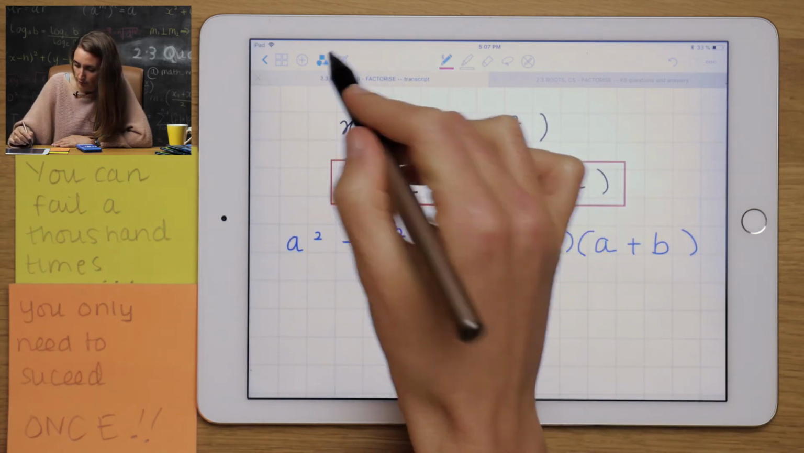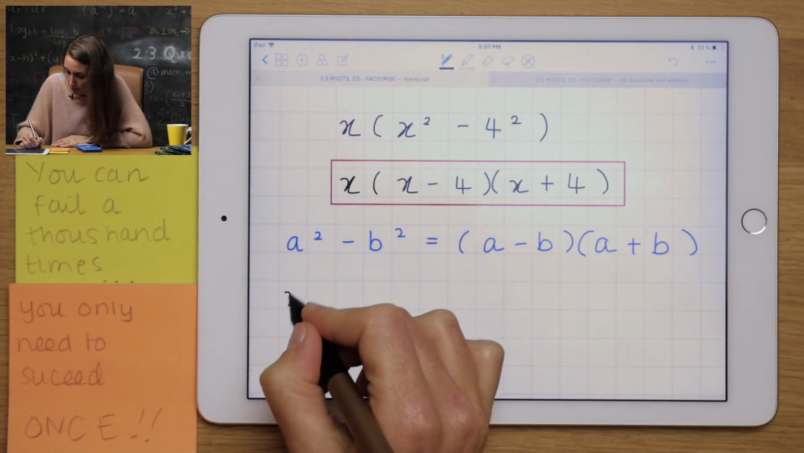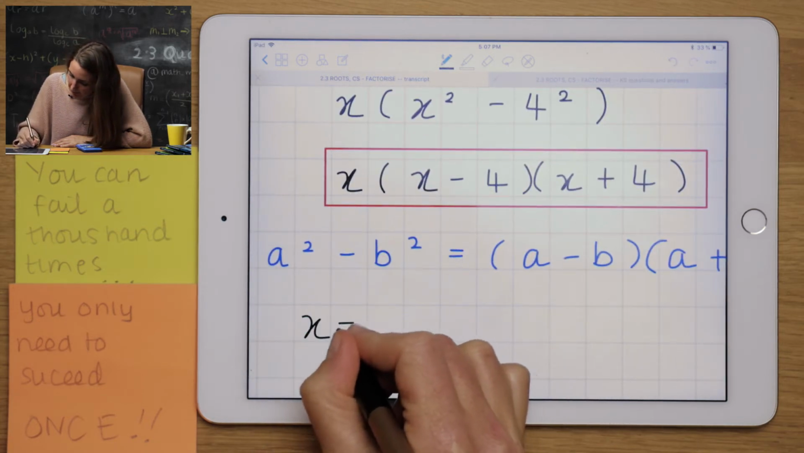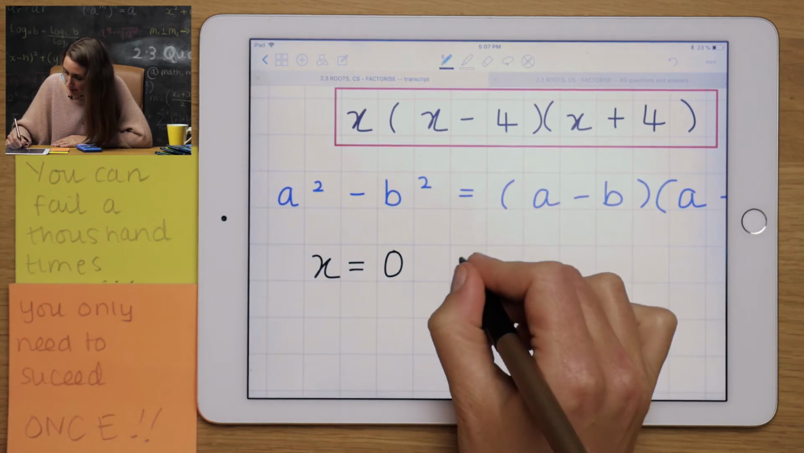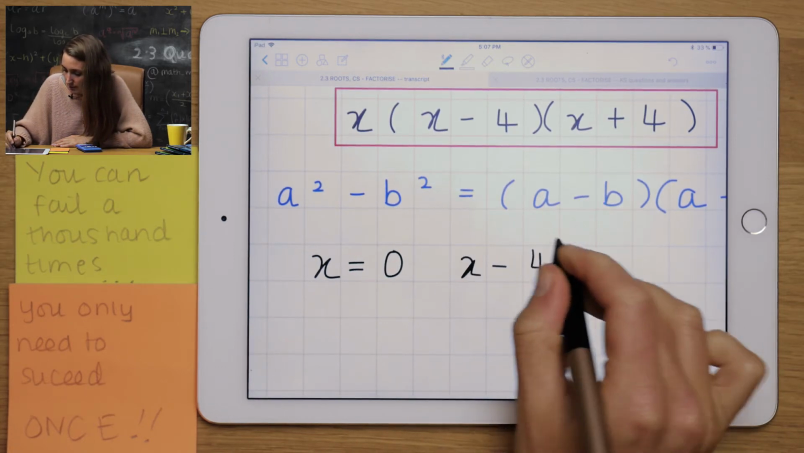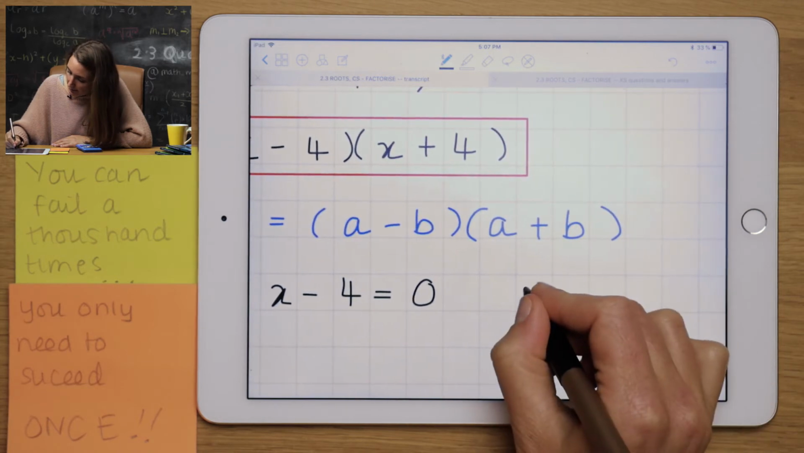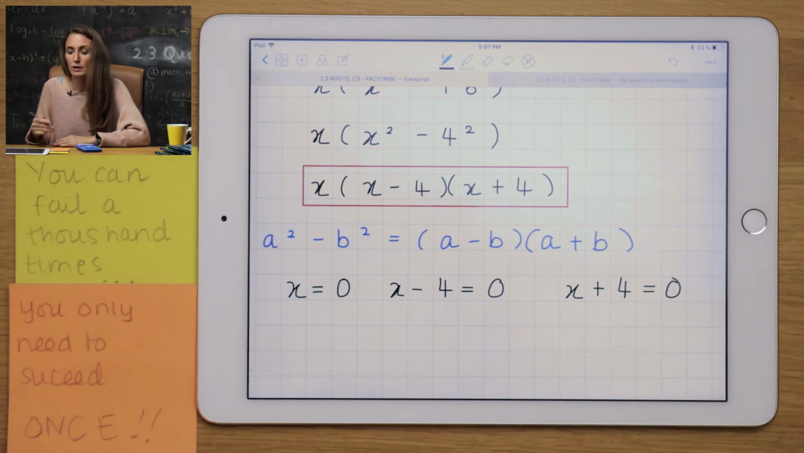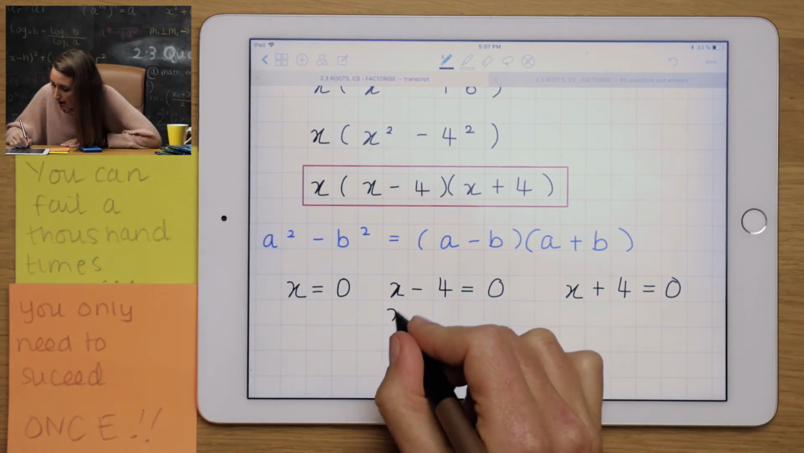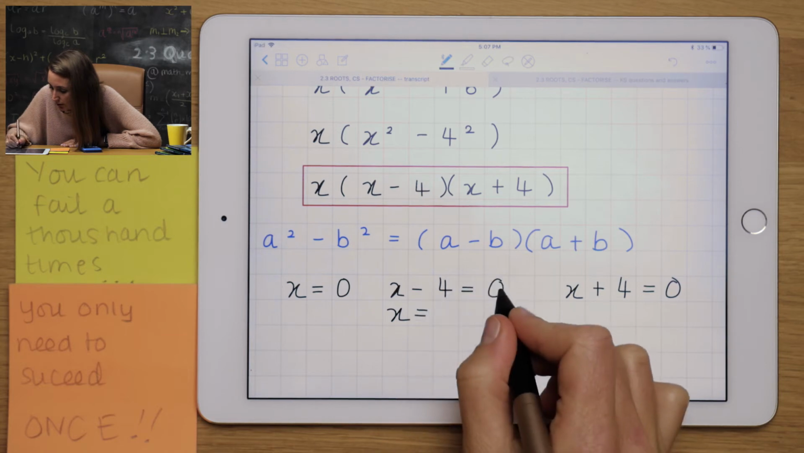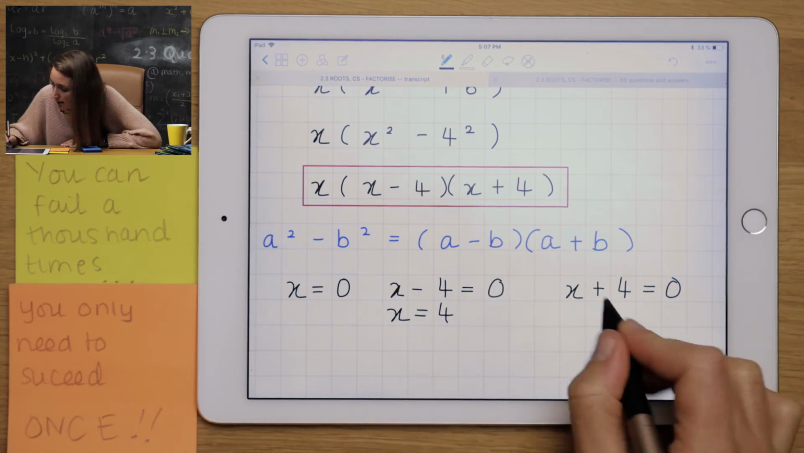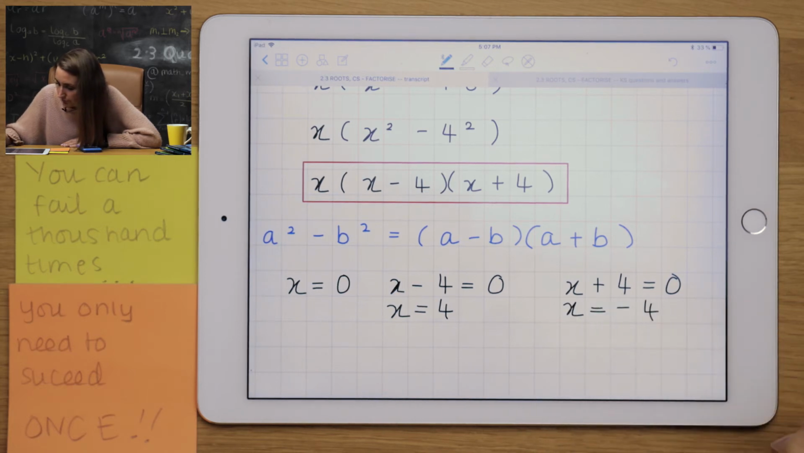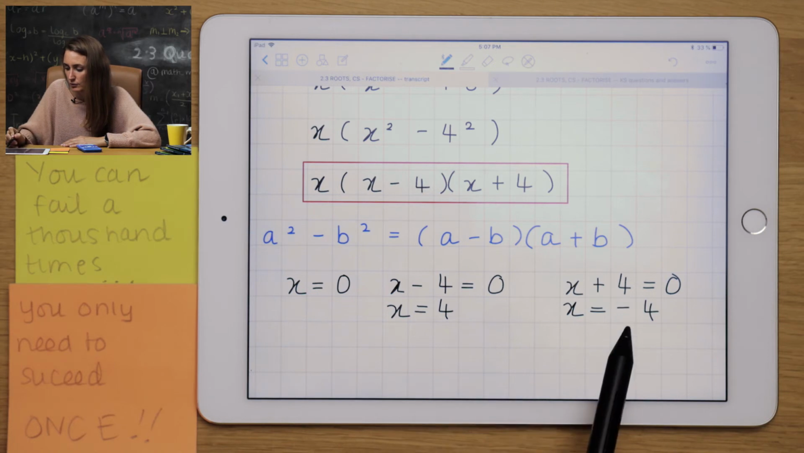If you're asked to solve, remember we have to let each of these equal to 0. x equals 0, firstly. x minus 4 equals 0, secondly. And x plus 4 equals 0, thirdly. So a cubic equation will have 3 solutions. x equals, minus 4 comes to the other side and is plus 4. And here plus 4 comes to the other side and is minus 4. So we'll have 3 solutions.